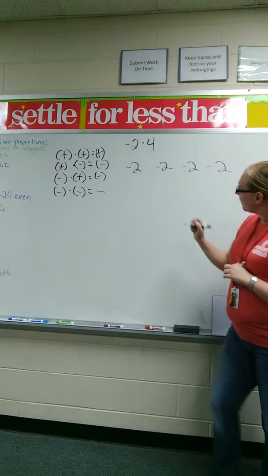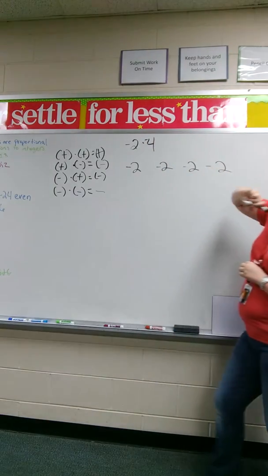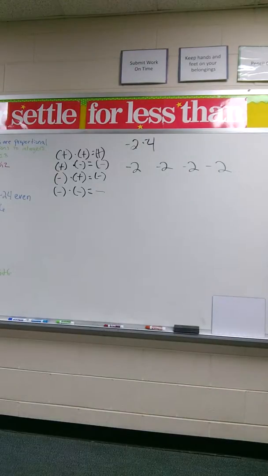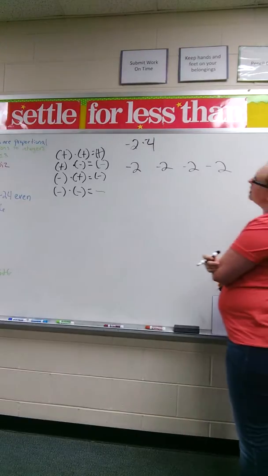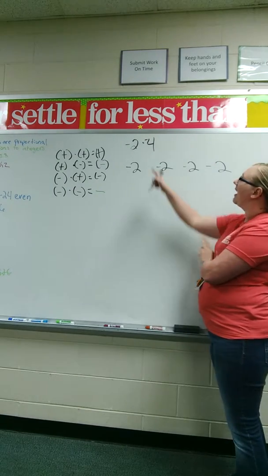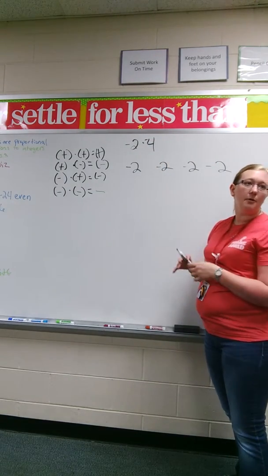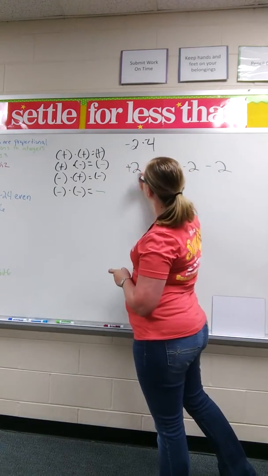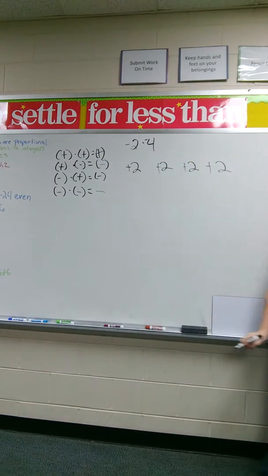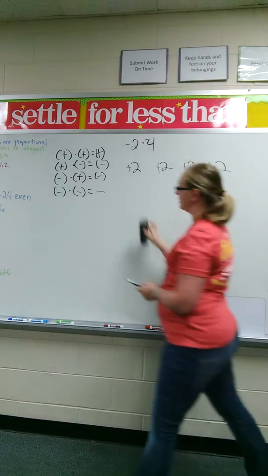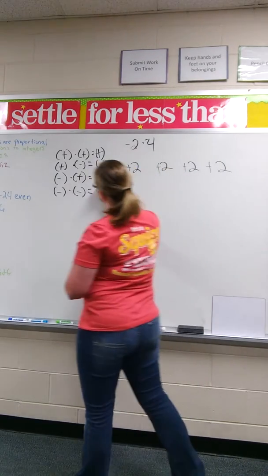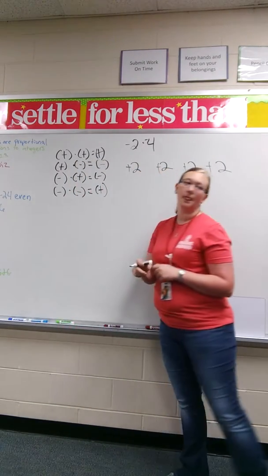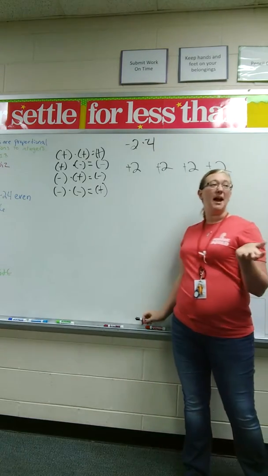Now, those are both negative. Can I visualize a negative 4 groups? No. Alright, so if I have the opposite of those, what does that do to my negative signs? They become positive. Which means that our answer is positive. So a negative times a negative is a positive. 3 for 4 is not bad. That's 75%.